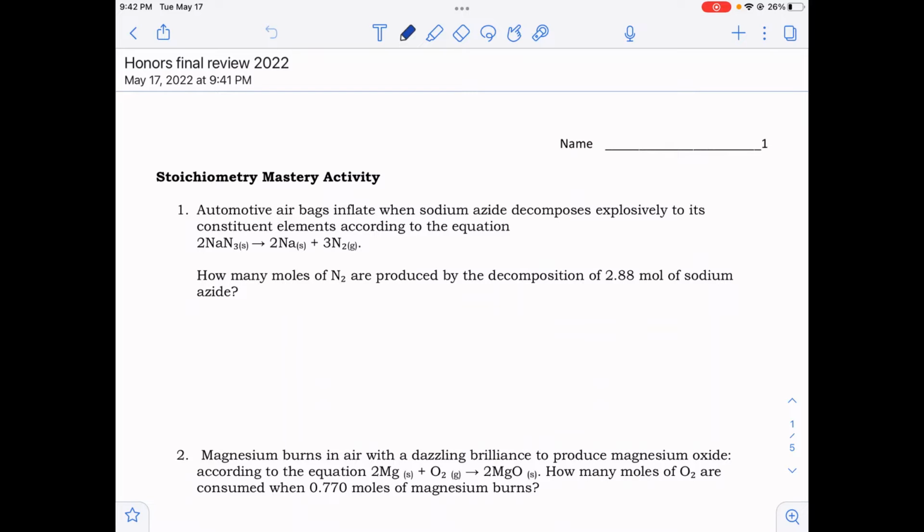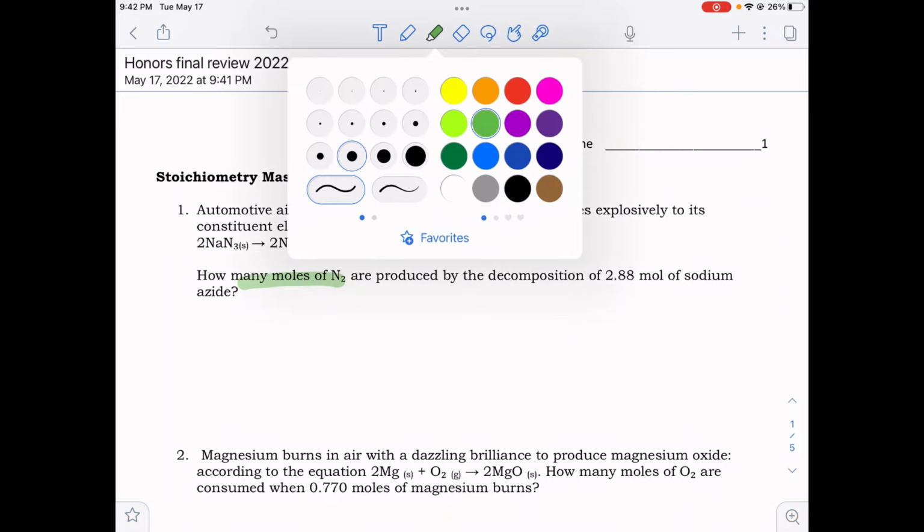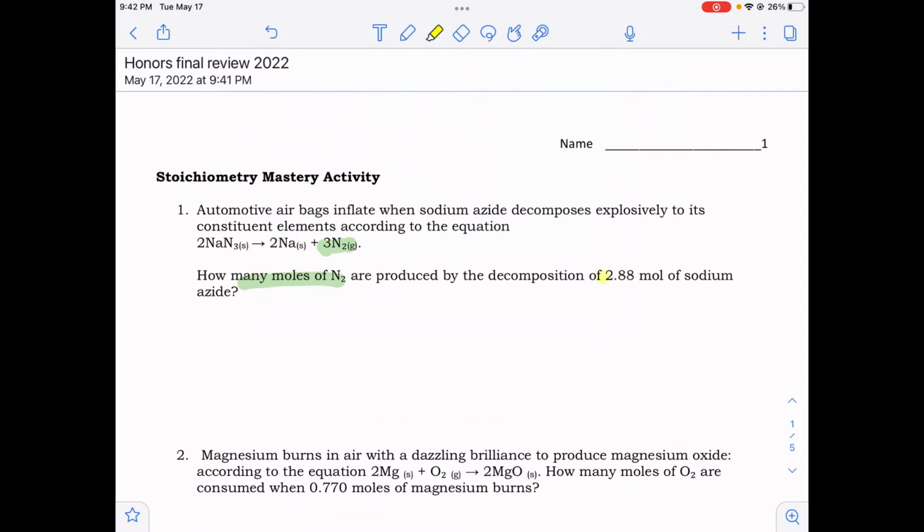Number 1, automotive airbags inflate when sodium azide decomposes explosively to its constituent elements according to the equation: 2 sodium azides give you 2 sodiums and 3 nitrogen gases. How many moles of nitrogen are produced by the decomposition of 2.88 moles of sodium azide? So now we know what our known is and what our unknown is. All right, we'll start with our known, 2.88 moles of sodium azide.